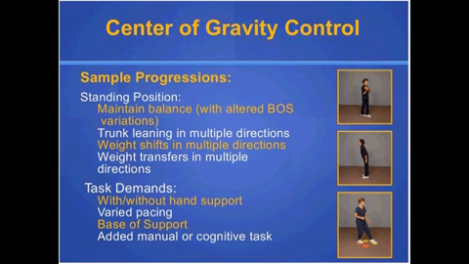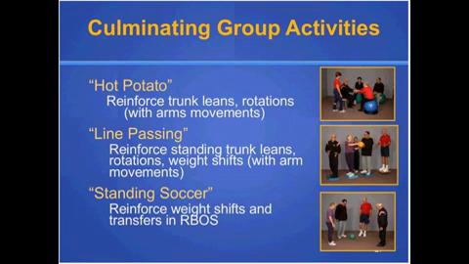In standing positions, some sample progressions would be maintaining balance, again with altered base of support, leaning the trunk in multiple directions, engaging in weight shift activities in multiple directions, weight transfers in multiple directions, and then we can overlay task demands where the individual is using hand support or no hand support, varied pacing again, the base of support is changing, or we can add a manual or cognitive task. So there are a plethora of ways in which we can perform different activities, the same standing position, but vary the task demands so we elevate the level of challenge associated with the activity.